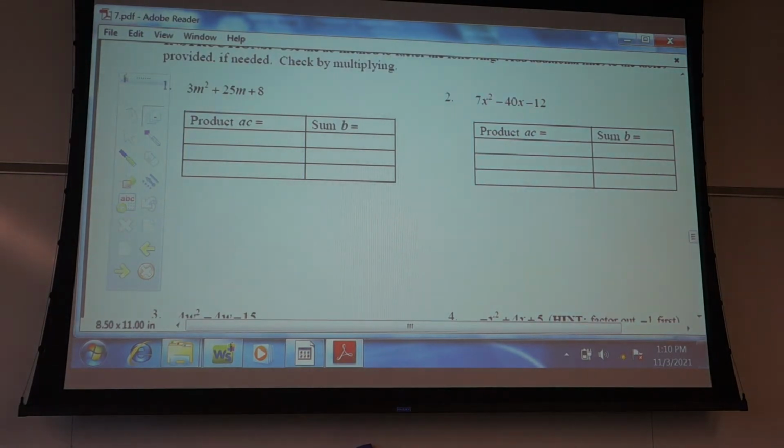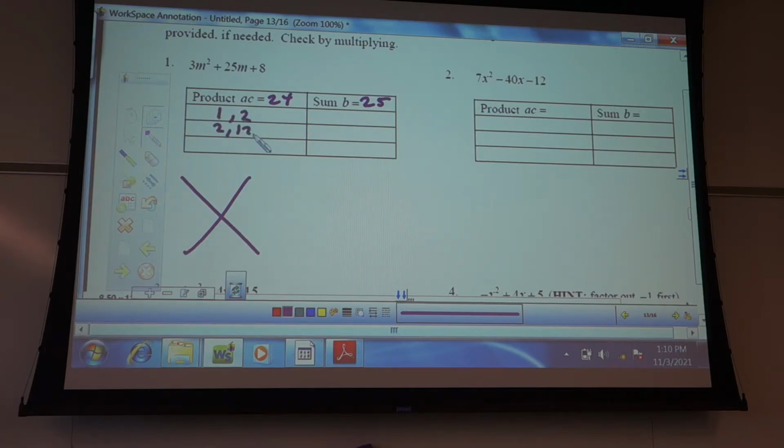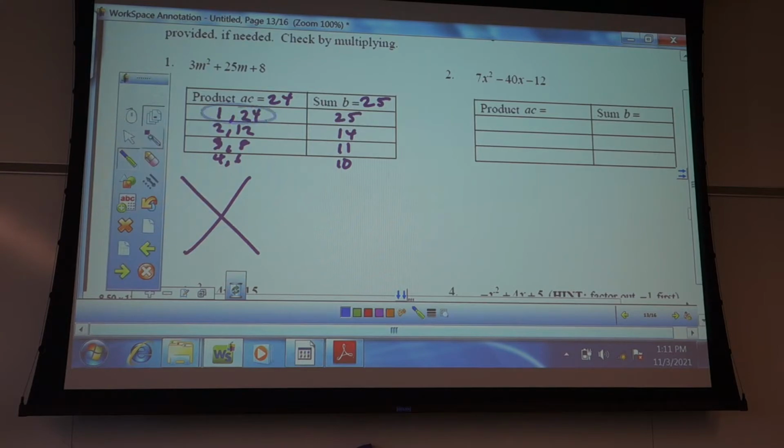Okay, so here, I'm just going to go through these. The first one is, let's see, AC is 24, my B is 25. So I need two numbers that multiply to 24. So that's like 1 and 24, 2 and 12, 3 and 8, 4 and 6. Okay, good. And to add up to 25. Well, the only ones that add to 25 are the first one. So I'm going to grab these two, 1 and 24.